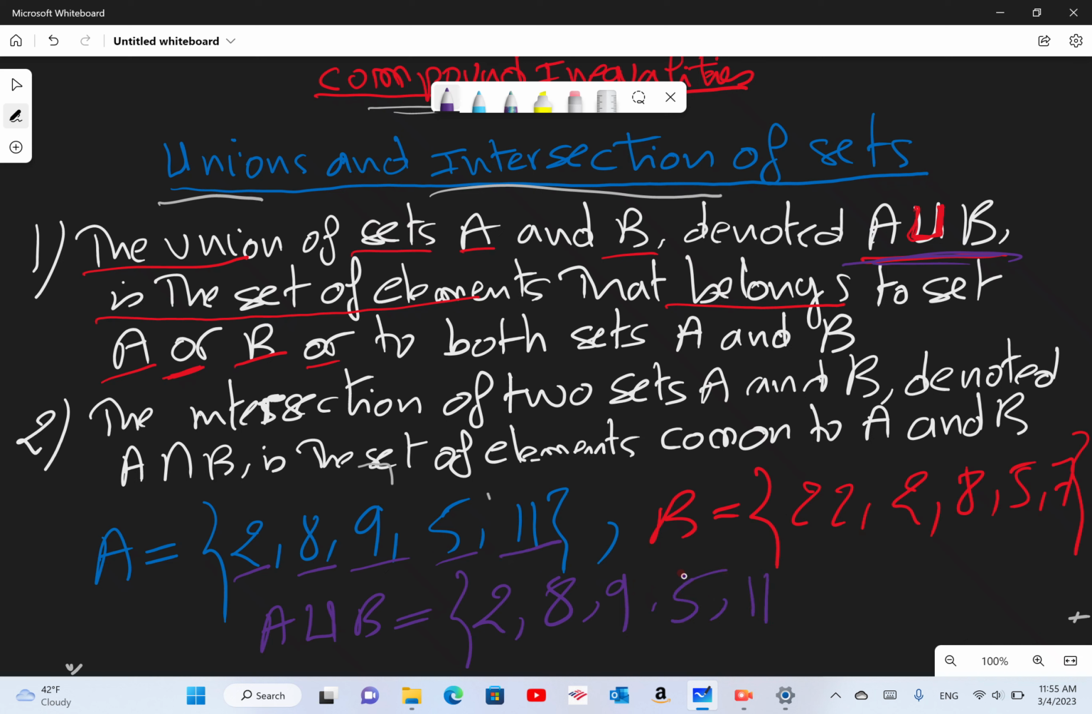11 as well. And we said or, which means if an element is in B, then it is also in A union B. So 22, as you can see here, is in B. That means it must also be in A union B. 2 is in B, so it has to be in A union B. But remember here, we do not repeat.